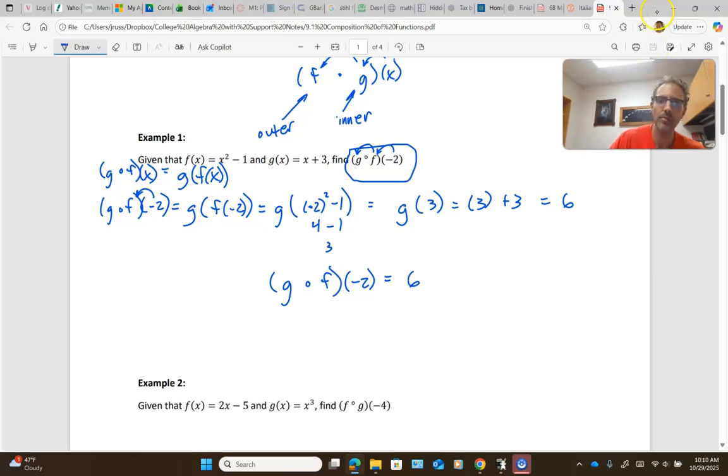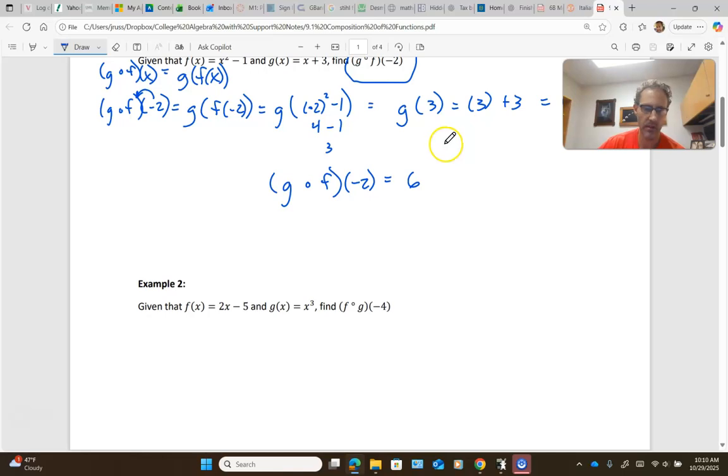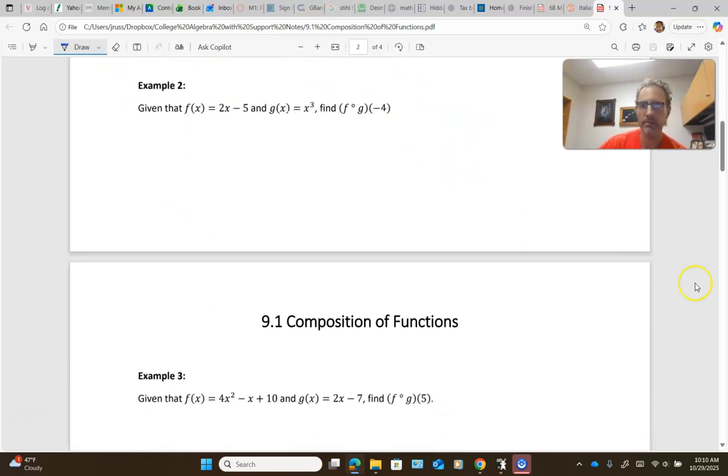Basically we just ran this initial input through two functions. It went into f first, f gave us an output of 3, and that became the input of g. Then g gave us an output of 6. All right, let's look at another one, example 2.